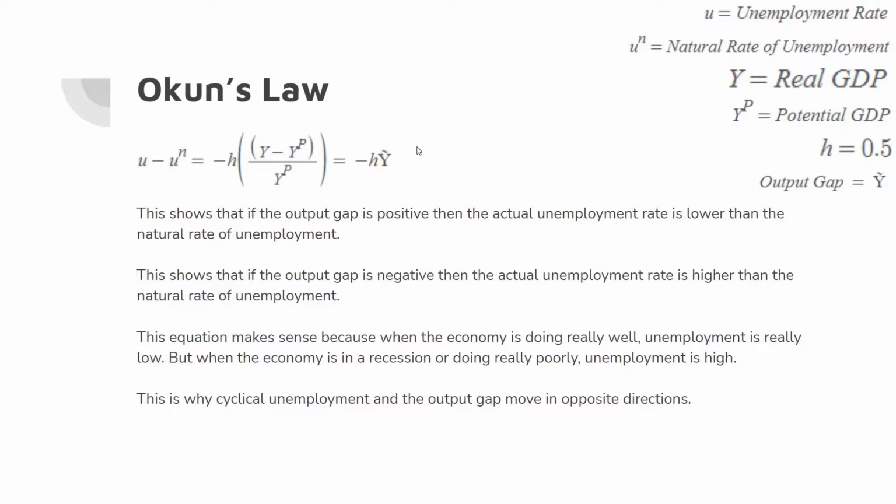And this equation makes sense because when the economy is doing really well, unemployment is low. But when the economy is in a recession or it's doing really poorly, we can see that unemployment is high, and that's bad. This is why cyclical unemployment and the output gap move in opposite directions.